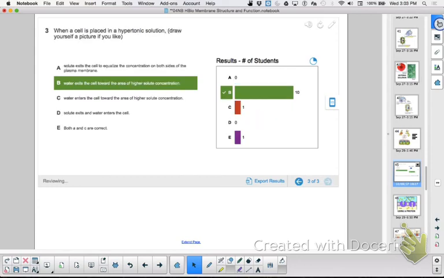When a cell is placed in a hypertonic solution, think about it. That's how you pickle things. You put it in a hypertonic solution, water comes out of it. So the water exits the cell towards a higher solute concentration. We had one person say water enters the cell and solute exits the cell. No, it's all about the water movement. And that was it on that one.